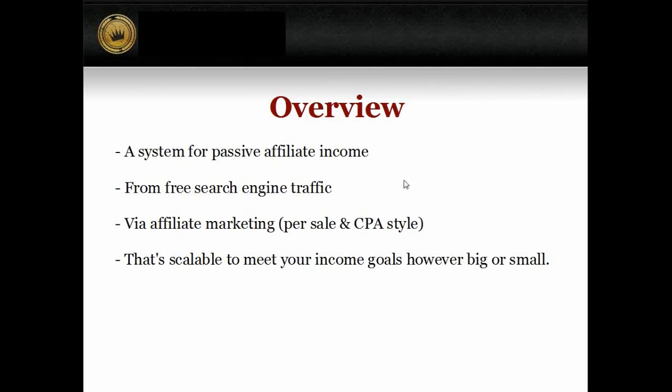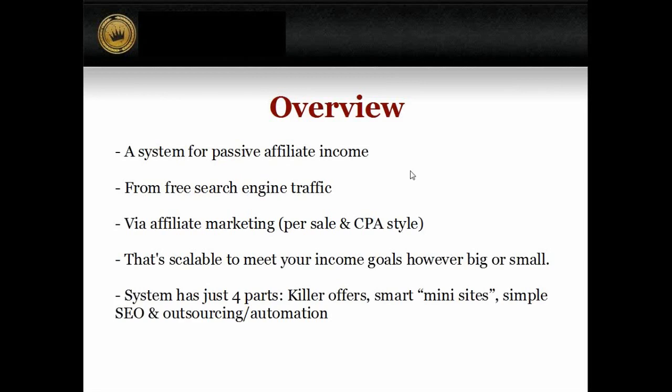We're going to be focusing on those 4 elements. The system for doing all of this really has 4 parts that we're going to try to cover in as much detail as we can. Those are finding killer affiliate offers, building smart mini sites from those affiliate offers, and then using simple SEO to bring traffic to those mini sites, and then scaling up your efforts with outsourcing and automation. That's really the whole system in a nutshell.